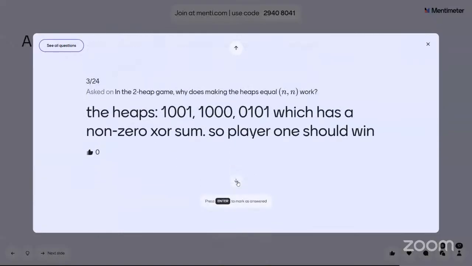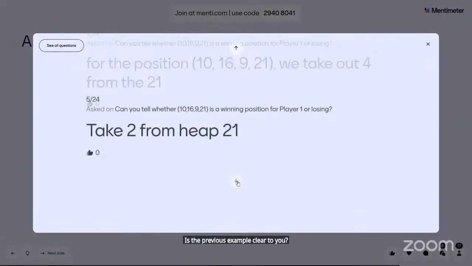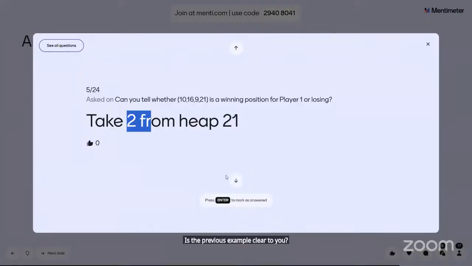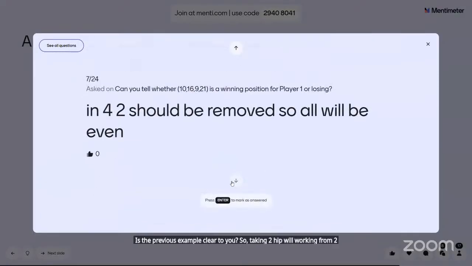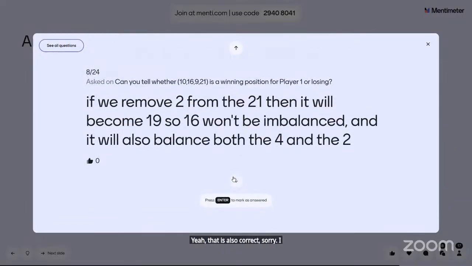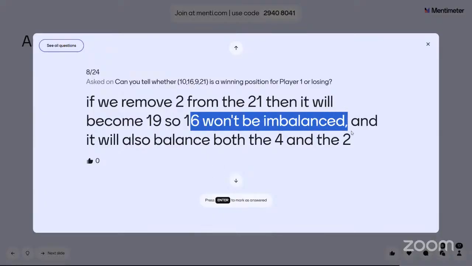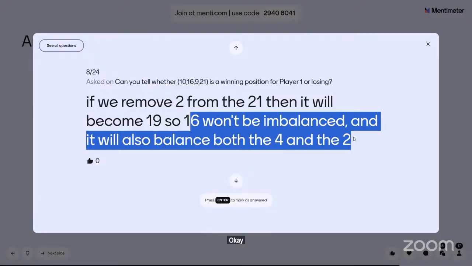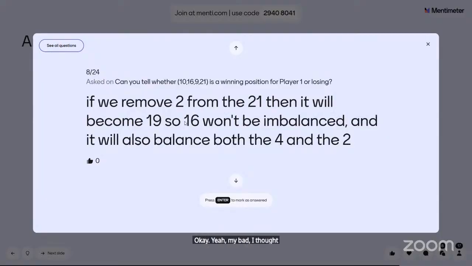Is the previous example clear to you all? So taking 2 from 21. In 4, oh, you mean 21 in 4. Okay. The fourth building. Yeah, that is also correct. Sorry, I didn't understand it earlier. Yeah, my bad. I thought 16 would become imbalanced. Thanks for clearing it out.